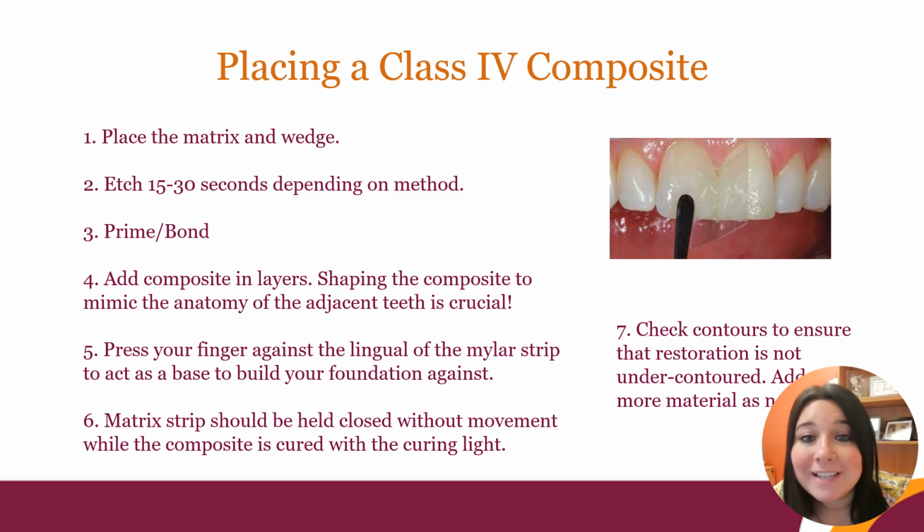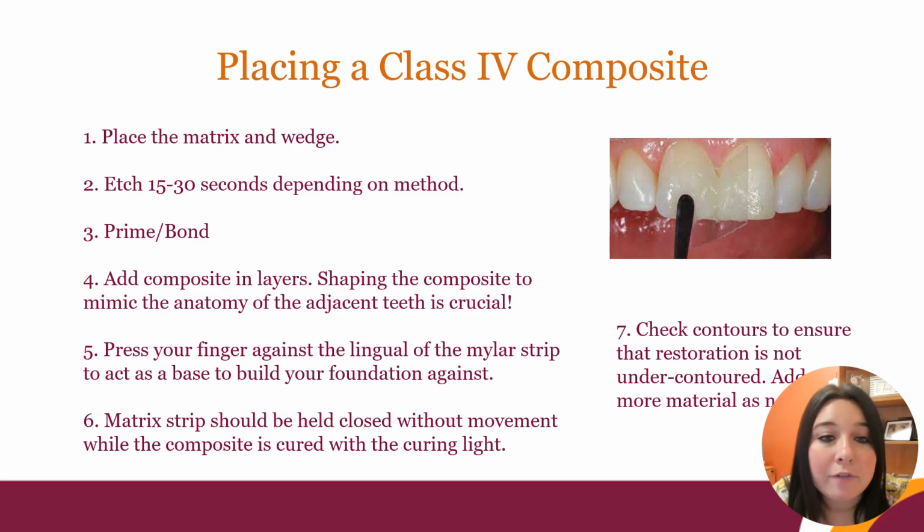Next, we'll discuss placing a class 4 composite restoration. This is very similar to placing the class 3, except the incisal edge is now involved. So first, we're going to place the matrix and wedge. Again, a mylar strip can be used, a wooden wedge. You can also use silicone stents to help act as a blueprint when placing class 4s.